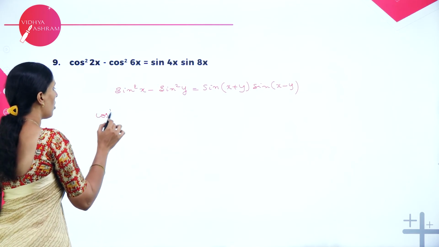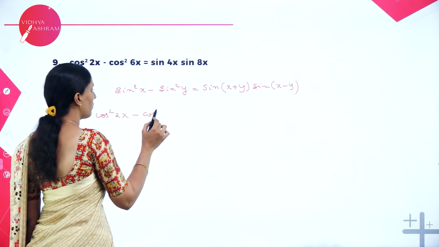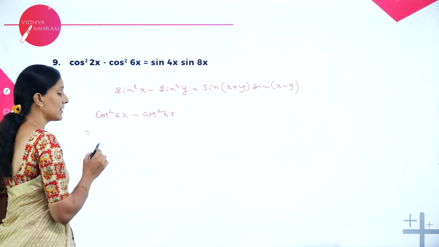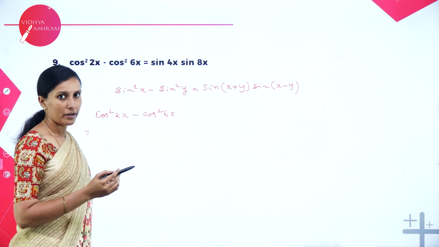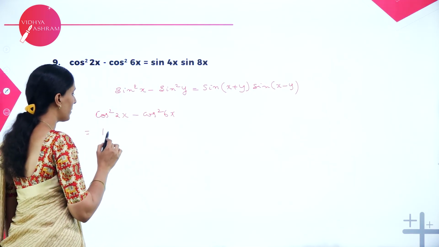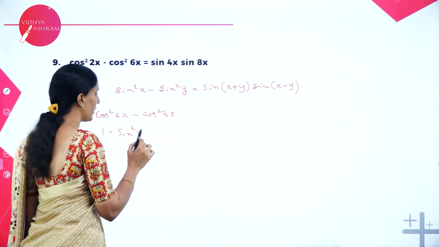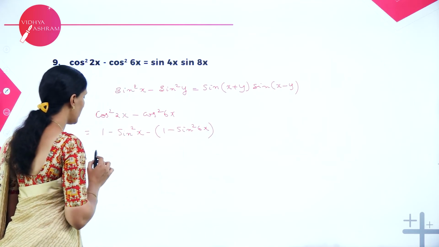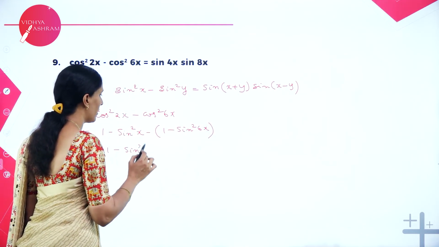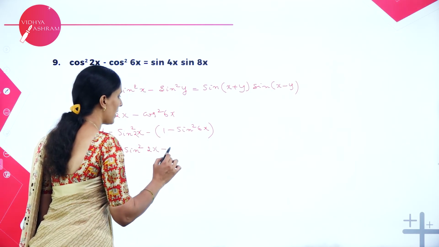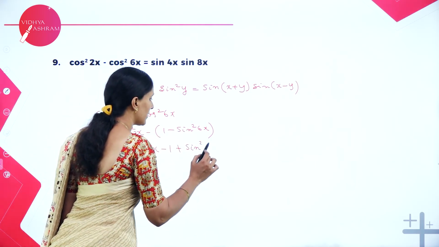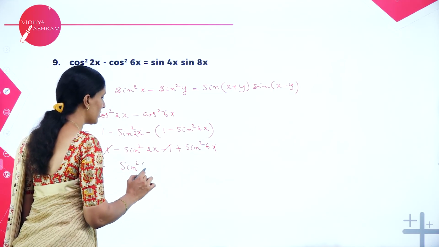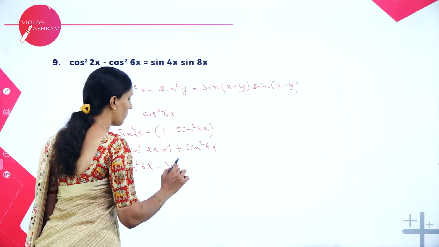We have here cos square 2x minus cos square 6x. So cos square can be converted in terms of sine: if you have cos square x, then you can write it as 1 minus sine square x. So here it can be written as 1 minus sine square 2x minus (1 minus sine square 6x). So thus you will get 1 minus sine square 2x minus 1 plus sine square 6x. So minus 1 plus 1 cancel. You will get this in the form of sine square 6x minus sine square 2x.